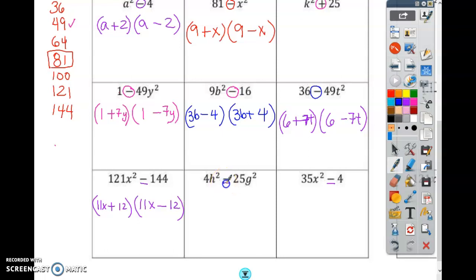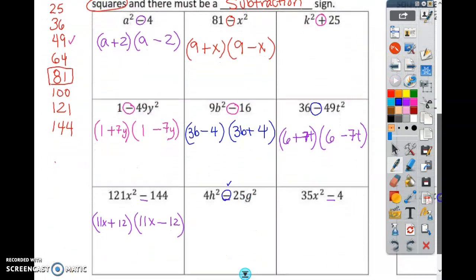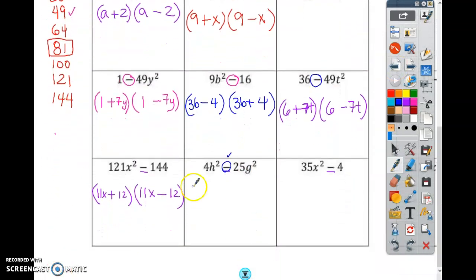Right here. Difference, check. Square and a square, let me go look. 4 is a perfect square, that's 2 times 2. And 25 is a perfect square, that's 5 times 5. So yes, it does work. So I'm going to set it up. Plus and a minus.